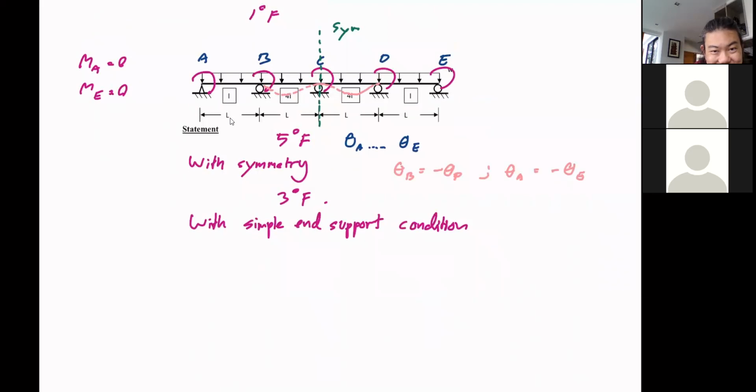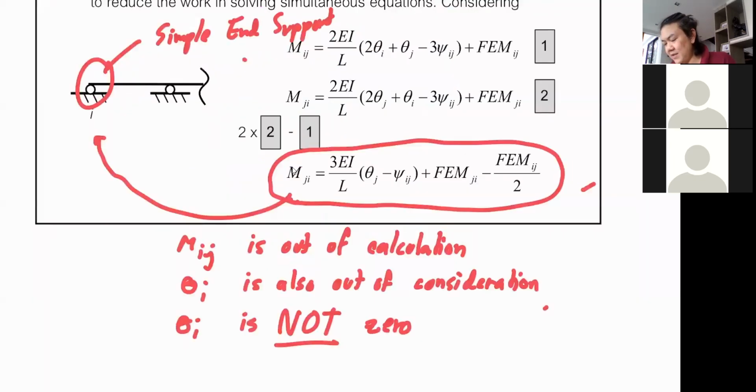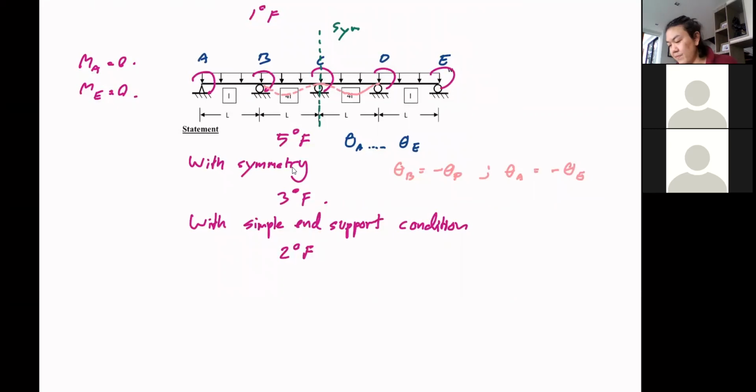Santi Limit, that's a senior. Yeah, they know well now. It is down to two now because you know MA and ME are zero, and you can take advantage of that by using this modification to calculate MJI. You don't need to calculate MIJ because you know it's zero. So you use this equation to calculate MJI, and you can see that this equation does not contain theta I because it's been eliminated by using this process. So it's down from three now to two.